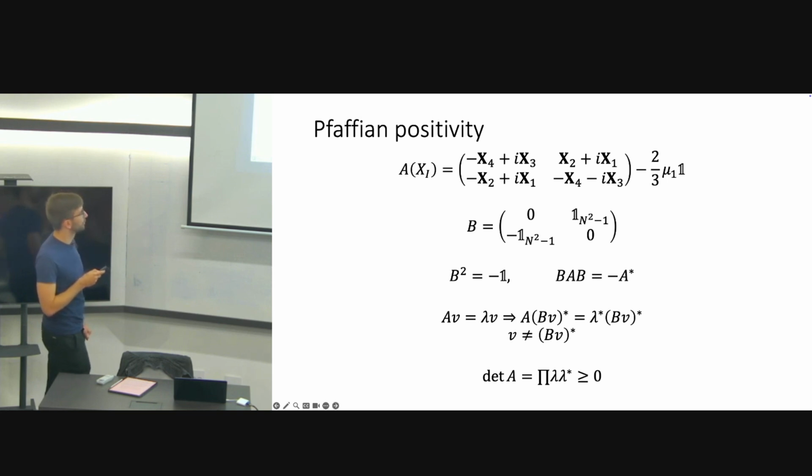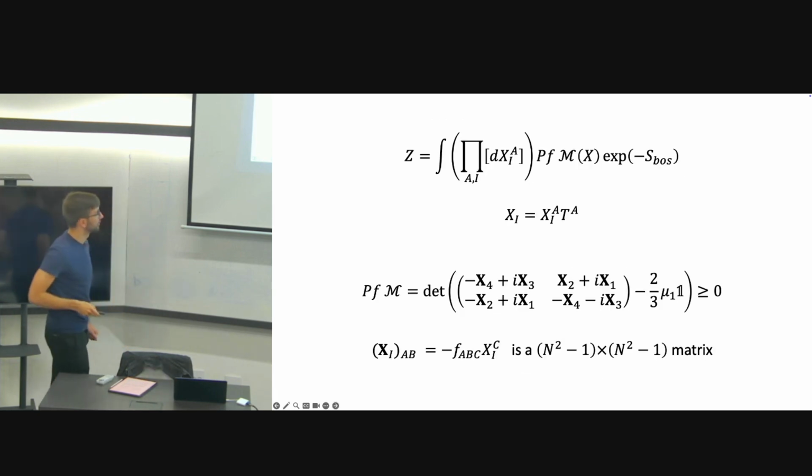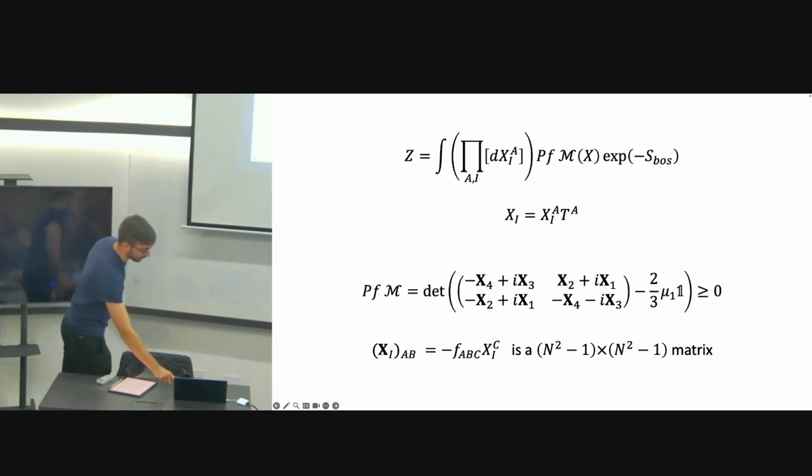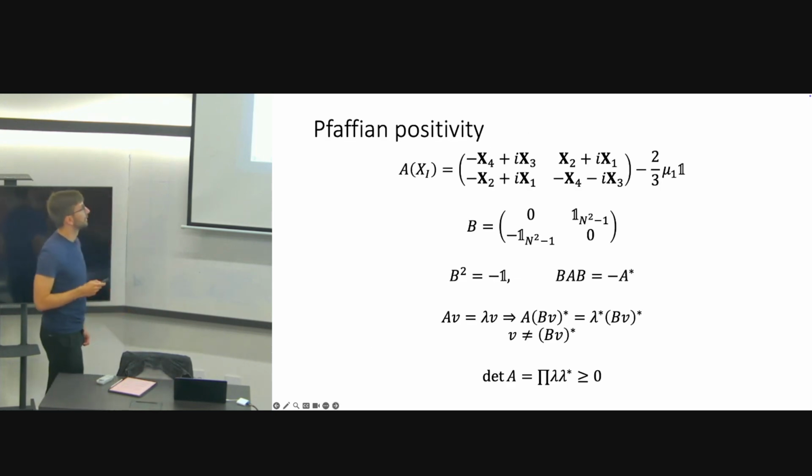So let me define a matrix B in the following form. This matrix B is such that its square is minus the identity, and it's such that BAB is minus A star. You can check this because bold X is a real matrix. Remember the definition: it's defined in terms of the structure constants, which are real numbers. So I know what A star is, and that's the identity I'm going to use.